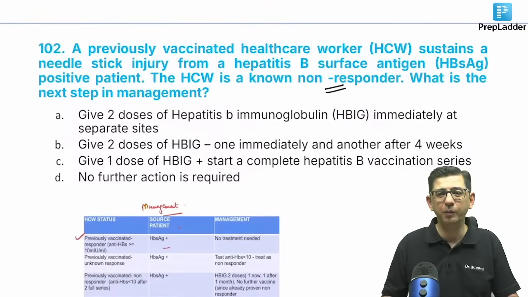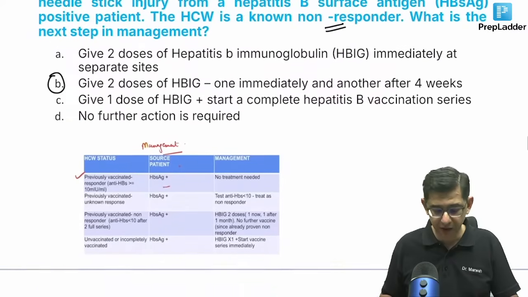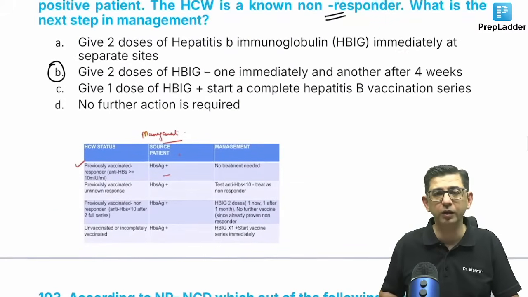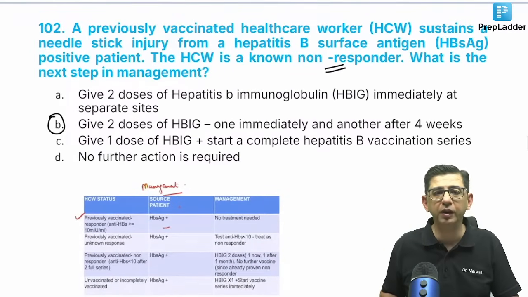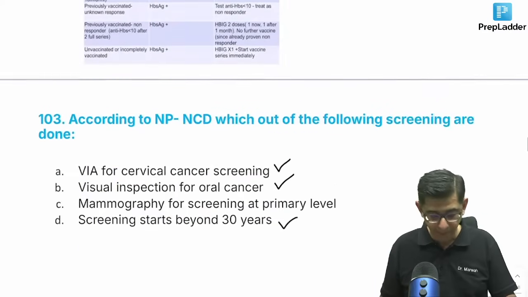Normally we give hepatitis B immunoglobulin once, but in this guy, the guy is vulnerable. He has got a prick, so we will give 2 dosages of HBIG. That is a table from Neha ma'am's source that I have taken the liberty of discussing here. So 102 we are done. That would be option number B.